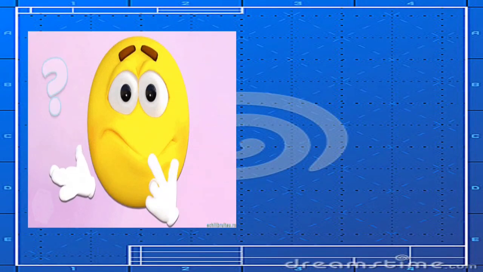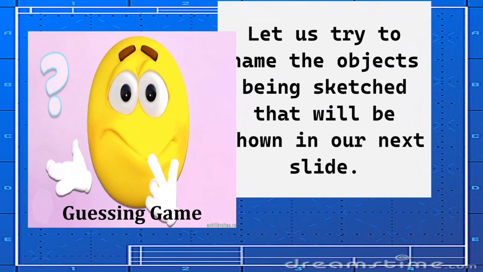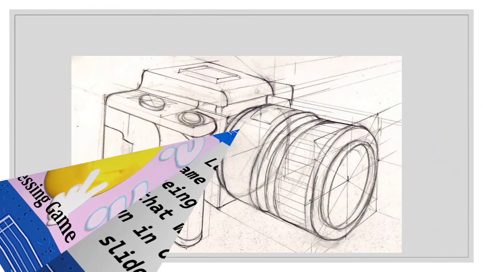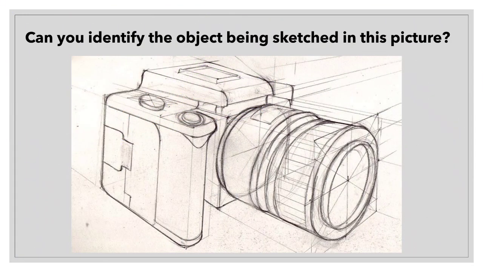As a good start, let us have a guessing game first. Let us try to name the objects being sketched that will be shown in our next slide. Are you guys now ready? Can you identify the object that is being sketched in this picture? Yes, perfect! It is a camera.